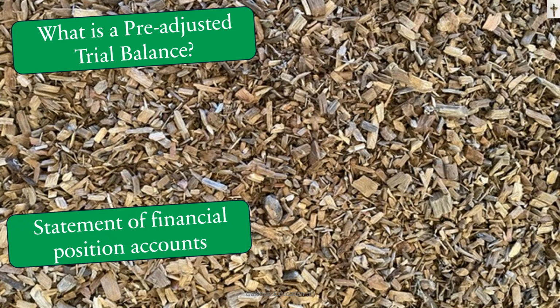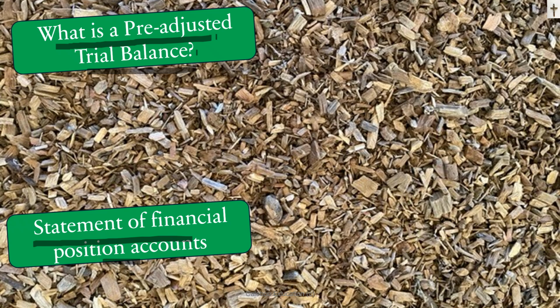So that is why we do adjustments. We do adjustments at the end of the year to truly reflect our financial result and our financial position according to accounting principles. Now, what is a pre-adjusted trial balance? A pre-adjusted trial balance is the 12th trial balance before it's year end, before we do adjustments. You've done lots of trial balances. This is the 12th trial balance, and it's called the pre-adjusted trial balance.